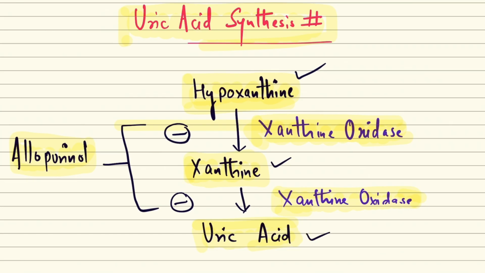This hypoxanthine, when released by the cells, is acted upon by the enzyme known as xanthine oxidase. Xanthine oxidase converts hypoxanthine to xanthine, and when xanthine is formed, it is again acted upon by xanthine oxidase, which converts the xanthine to uric acid. In this way, uric acid is formed.